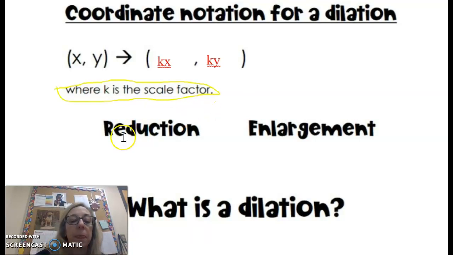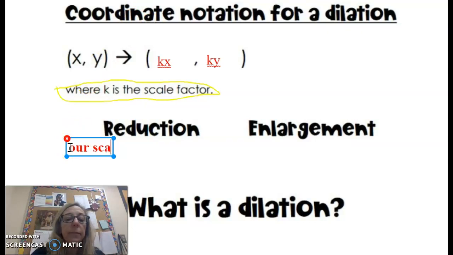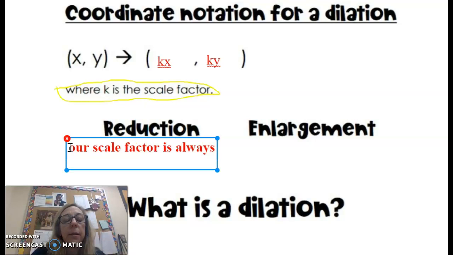In a reduction, it's important to remember this. This is so important. Our scale factor is always between 0 and 1. So if something's getting smaller, that means we're going to be multiplying by numbers that are either fractions or decimals that are between 0 and 1. So that's really important to remember.